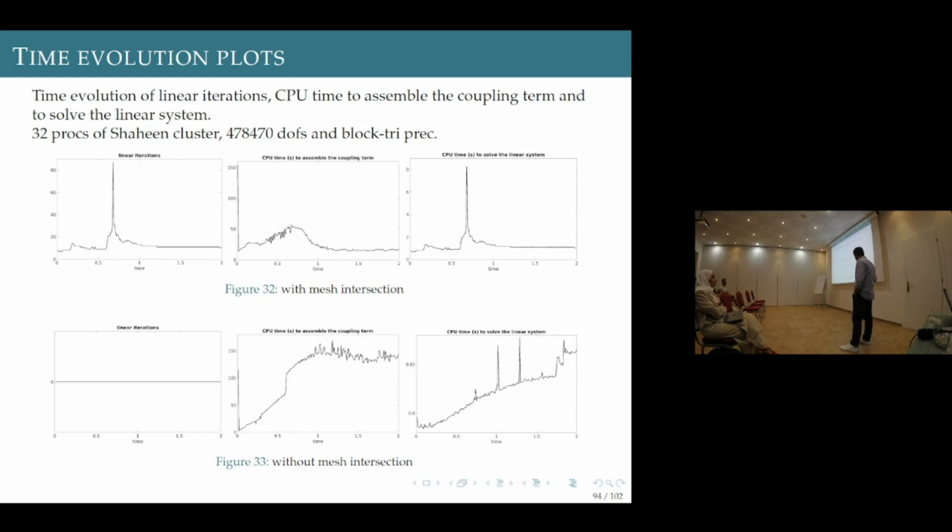Okay. And in terms of time to solve the linear system, we can see the same: with intersection it takes more than without.